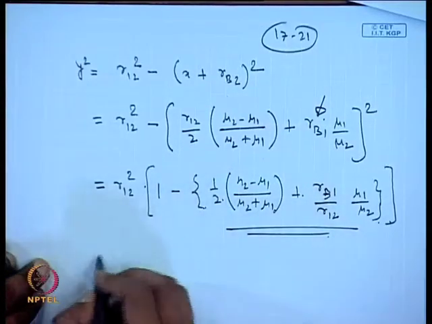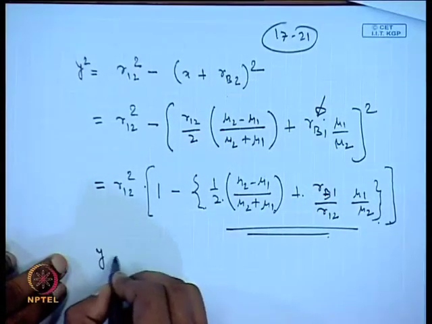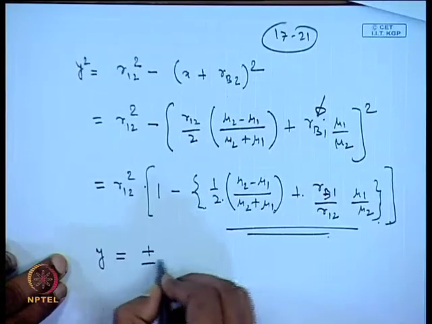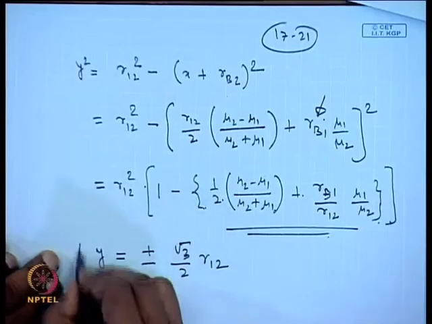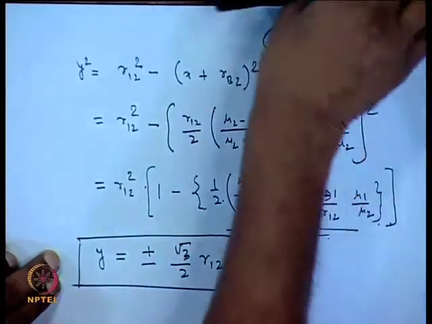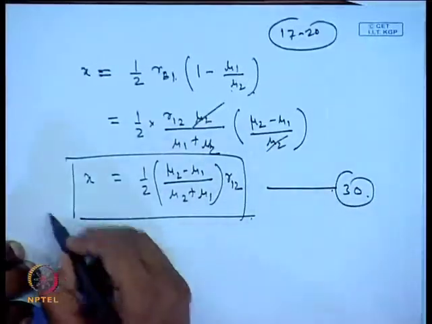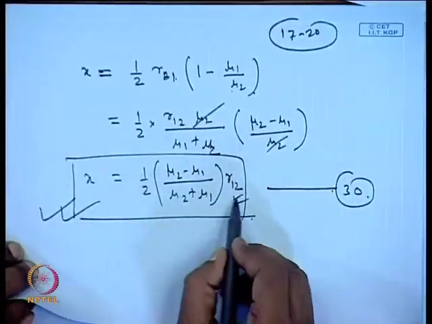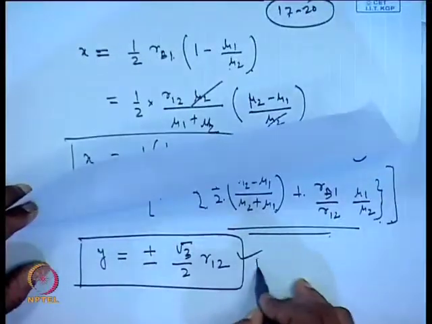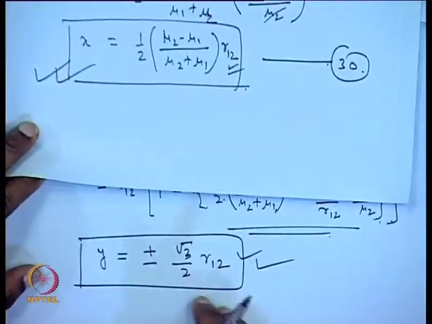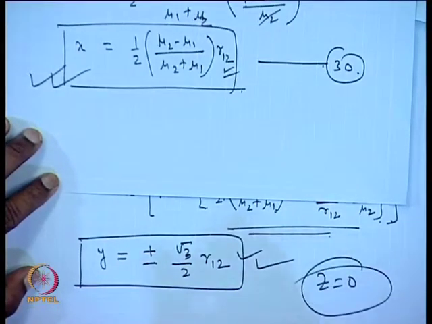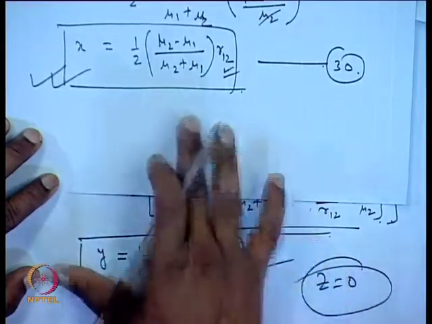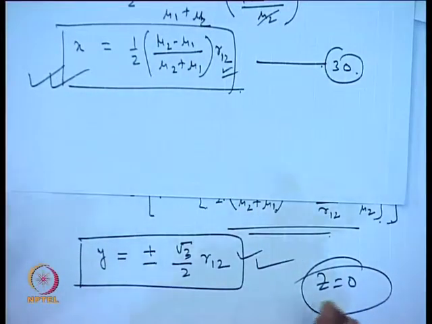So, we will continue next time. We will see that y can be written as plus minus root 3 by 2 times R_12. So, we can see that x and y both have been written in terms of R_12, which is the distance between the points A and B. These are two useful results, and z we have already seen equals 0. Using this we will be able to find out where the point is exactly located.